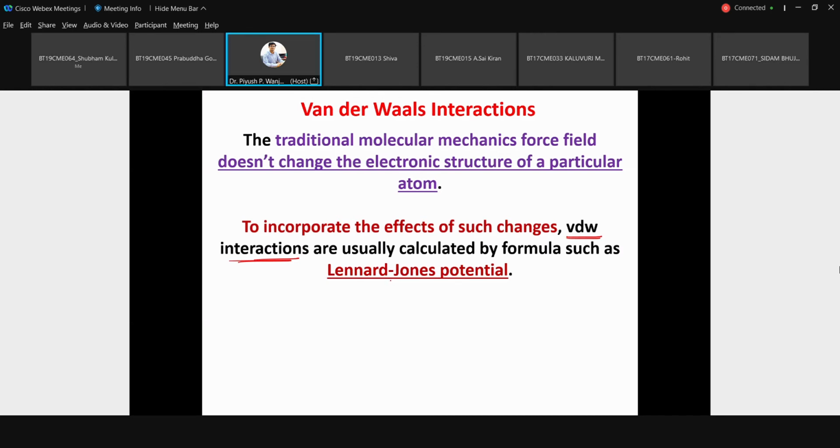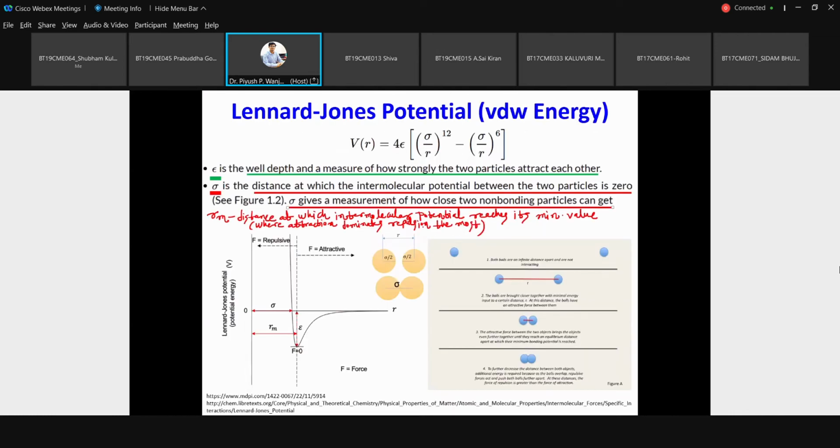Okay, so how to incorporate the van der Waals interactions in our force field formula, this we can talk about. The formula you have seen earlier is nothing but U of r, where r is nothing but r of i and j, the potential energy of interaction between the two atoms. This is going to be shown by this formula: 4 epsilon, sigma by r power 12 minus sigma by r power 6.